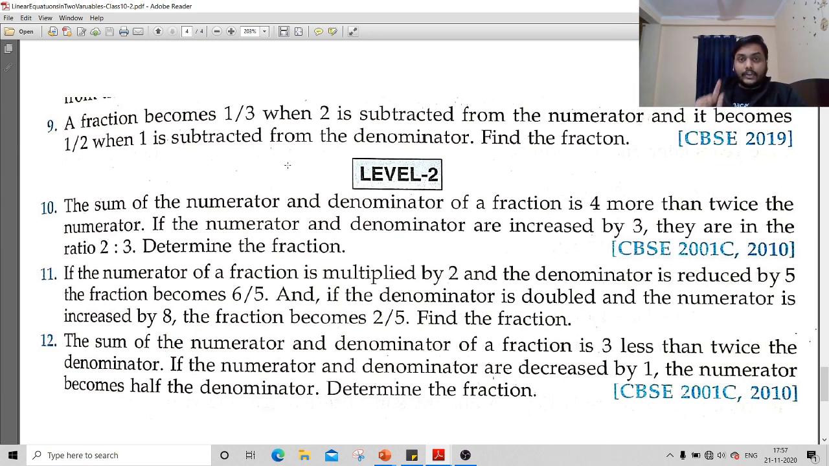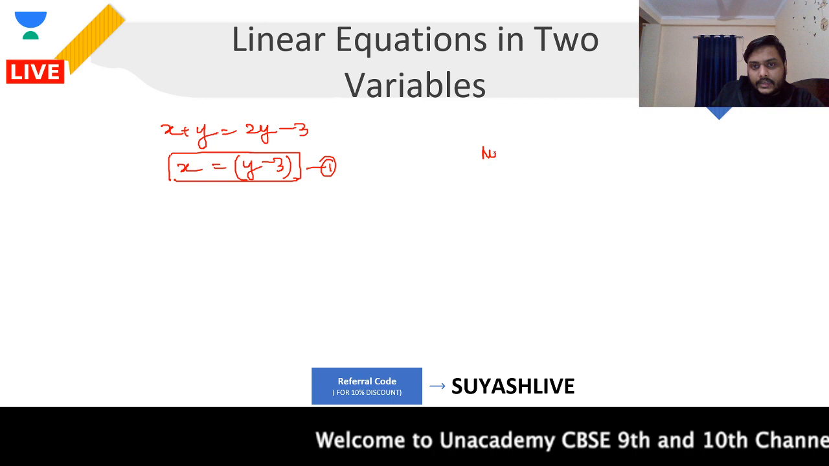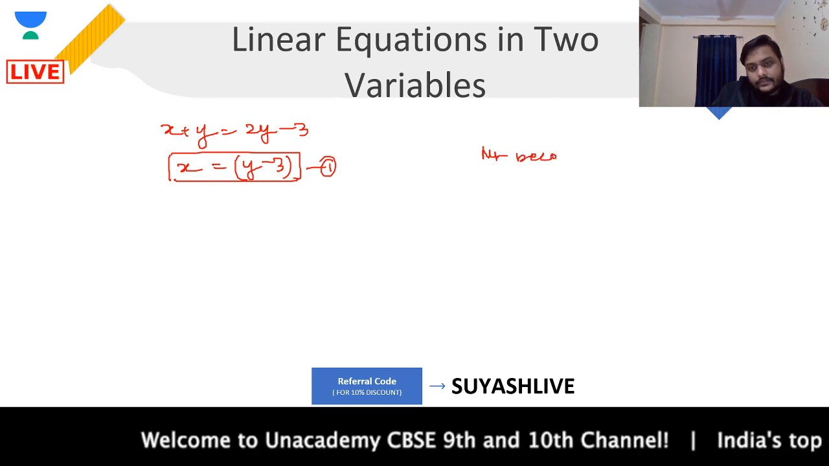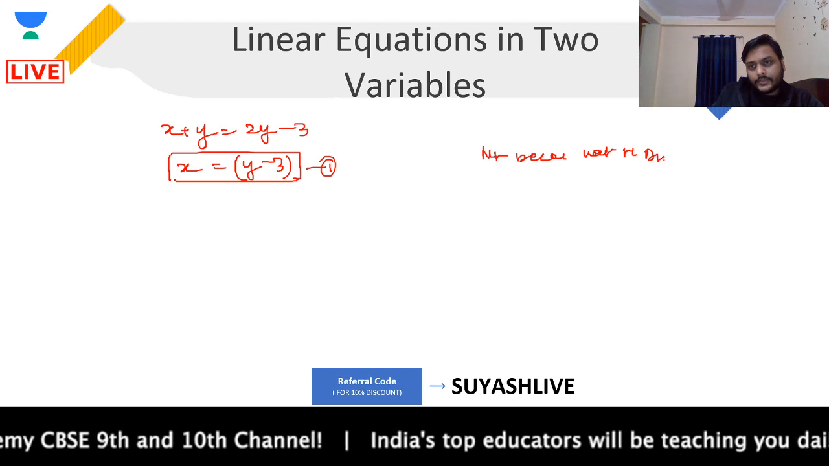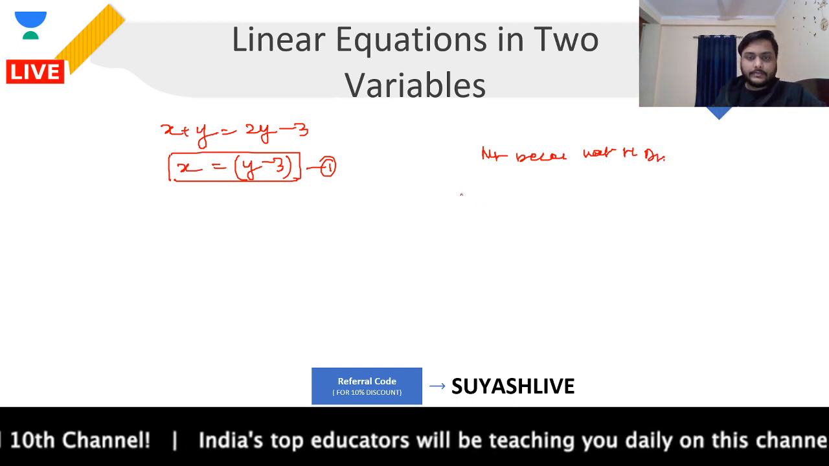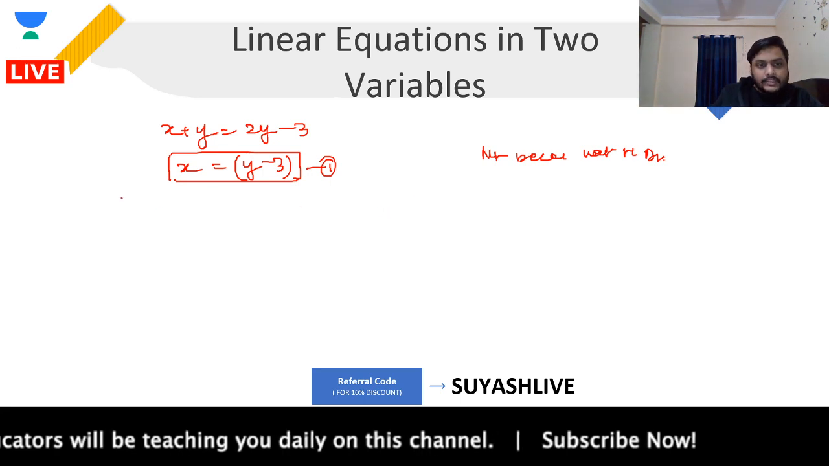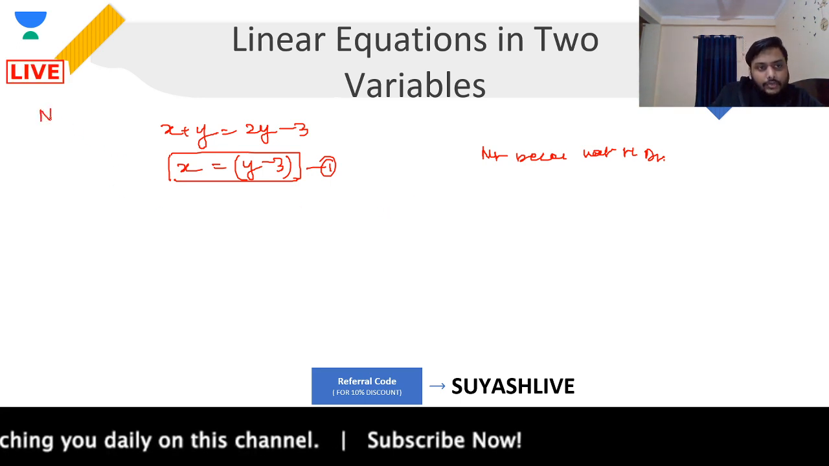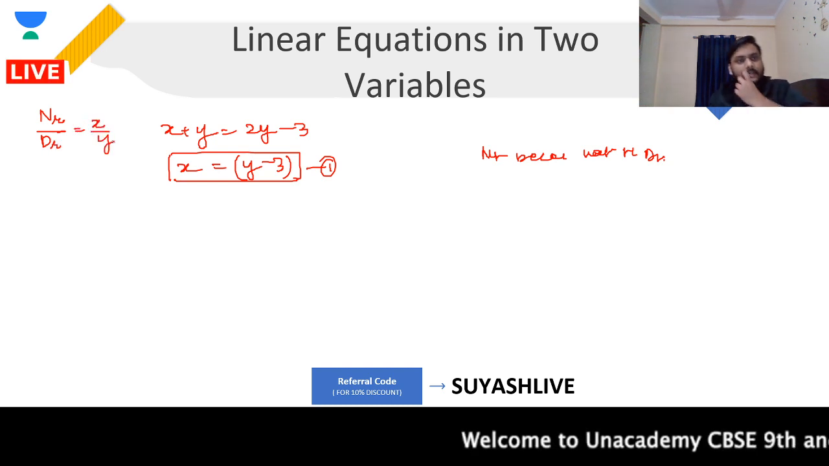समझो, the numerator becomes half the denominator. याद रखना, numerator becomes half the denominator. Just so we don't forget. So when I'm decreasing my numerator and denominator by 1, earlier the fraction I assumed was x upon y. That was my assumption. ये मैंने assume किया था.